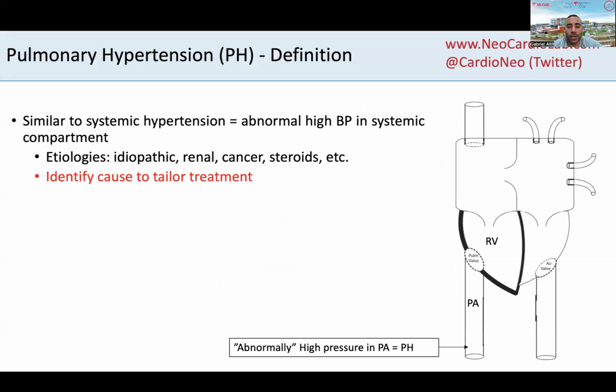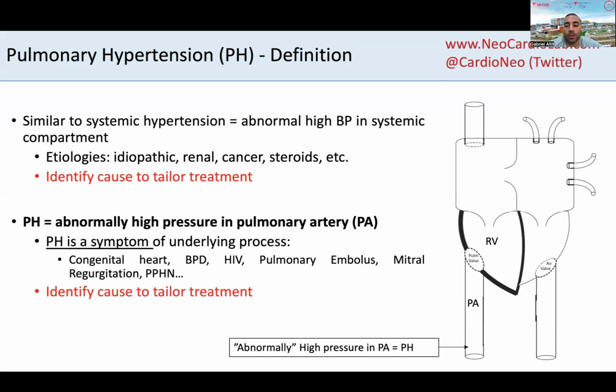A brief definition: pulmonary hypertension is high blood pressure in the pulmonary compartment, and similar to systemic hypertension, which means abnormally high blood pressure in the systemic compartment, there are multiple etiologies to that. You could have things like BPD that could be causing an abnormal pulmonary vasculature and pulmonary parenchyma. You can have a pulmonary embolus that will block the pulmonary artery and lead to high PA pressure. You can have left ventricular dysfunction or mitral stenosis or pulmonary vein stenosis that will increase the pulmonary venous pressure and lead to high PA pressure due to a post-capillary phenomenon.